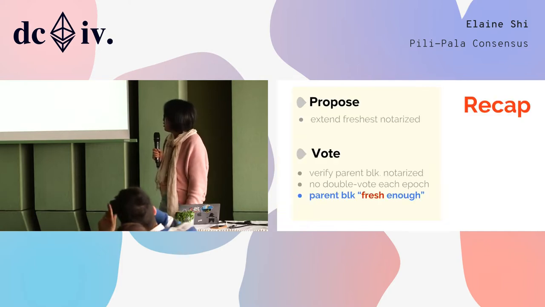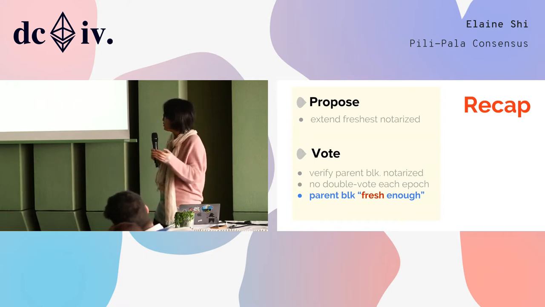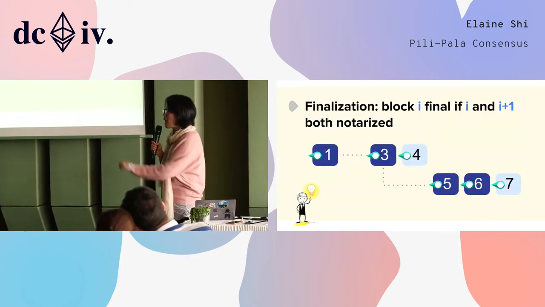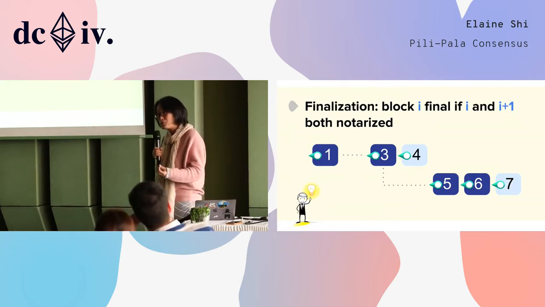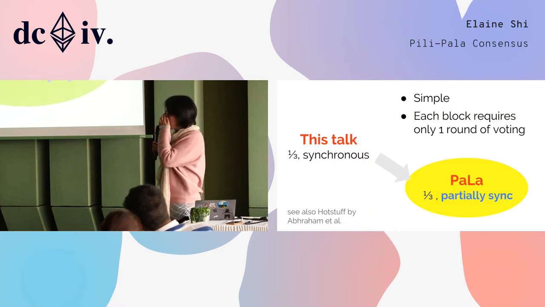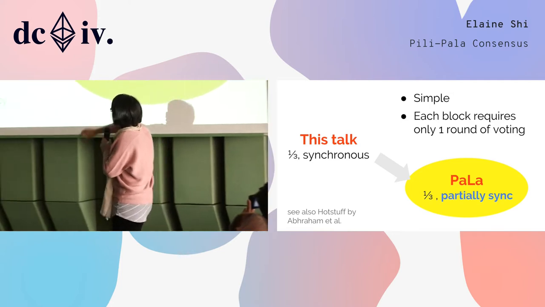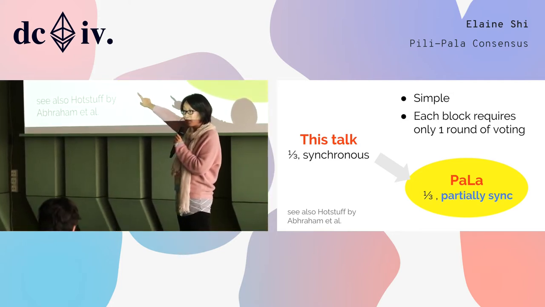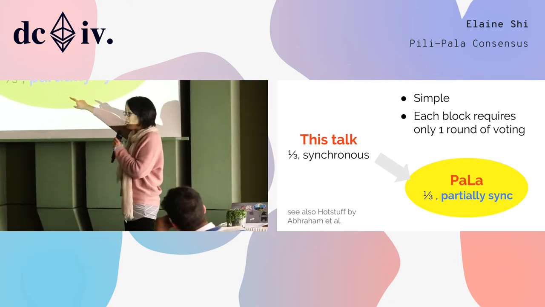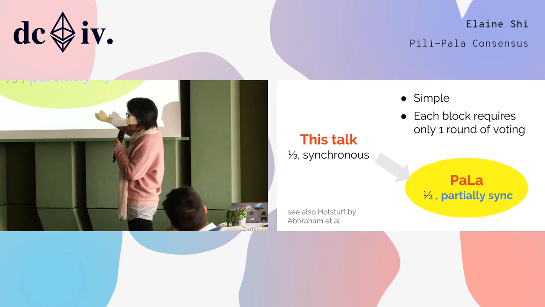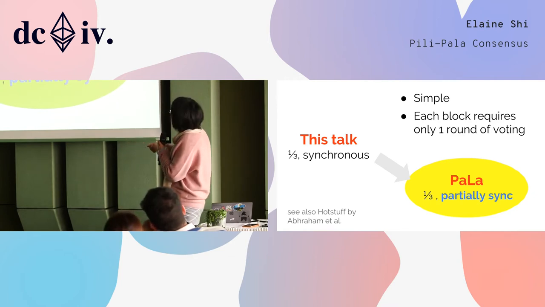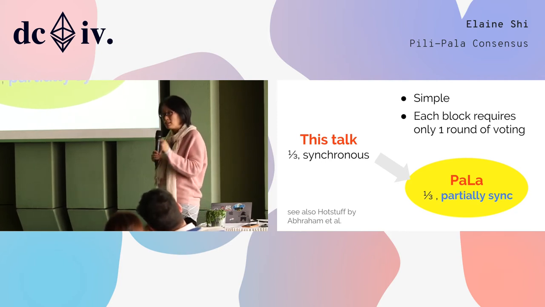And just to quickly recap, the protocol is very simple. You go by propose vote, and you need to check a couple of things when you vote. And then this very simple propose vote-based protocol combined with this finalization rule actually gives you a provably correct consensus protocol. And I'm not going to go through the proof. And to quickly conclude, in this talk I talked about a synchronous protocol that tolerates one-third corruptions, right? For Thunder's new fast path consensus, it's not too difficult to extend this protocol to the partially synchronous setting. And as I said, the protocol is extremely simple. It's almost the most natural protocol combined with a carefully thought out finalization rule. And what's cool about this protocol is every block requires only a single round of voting to confirm.